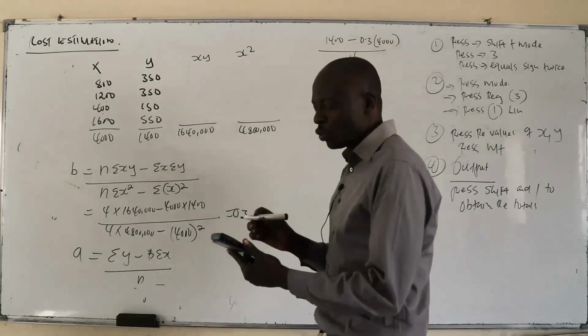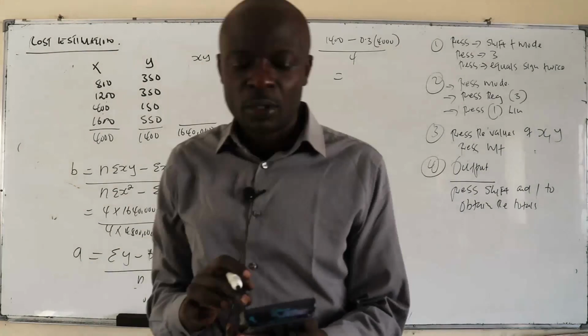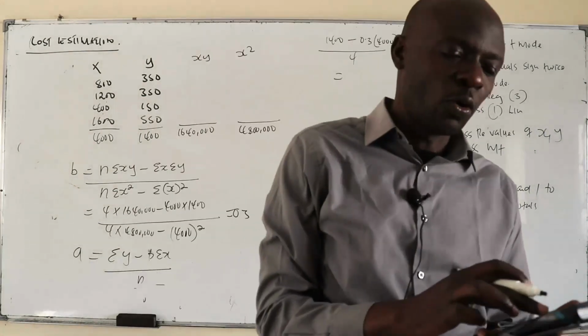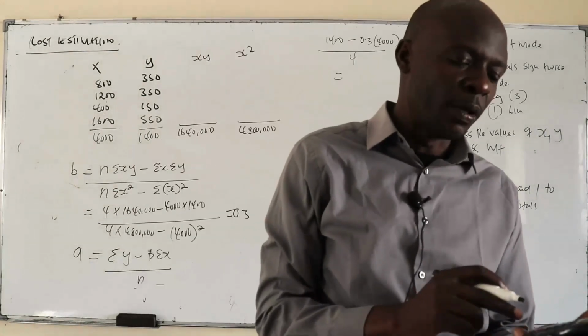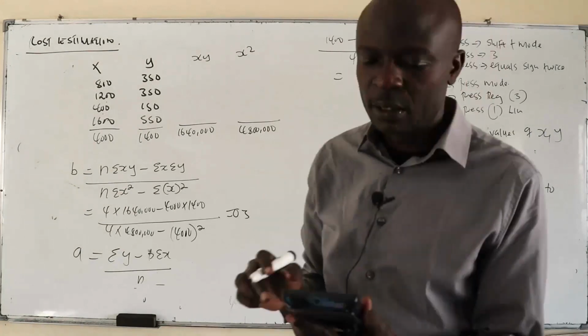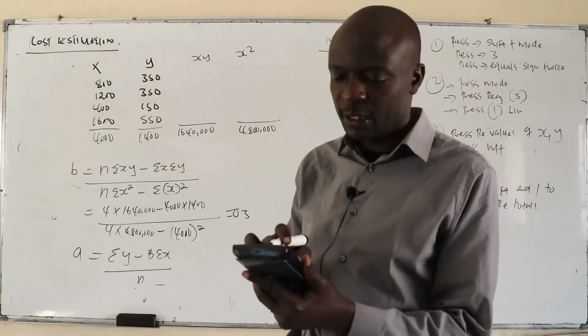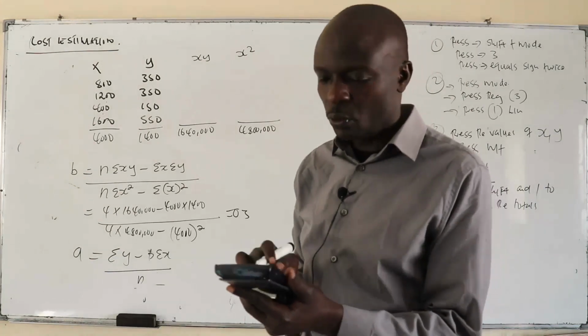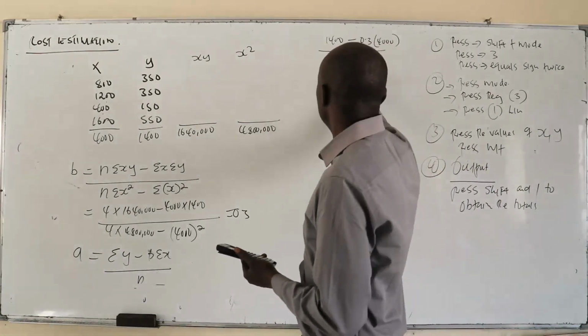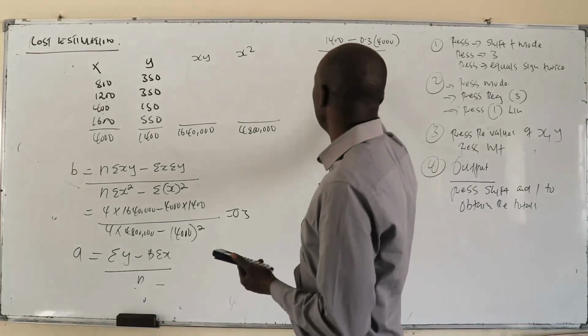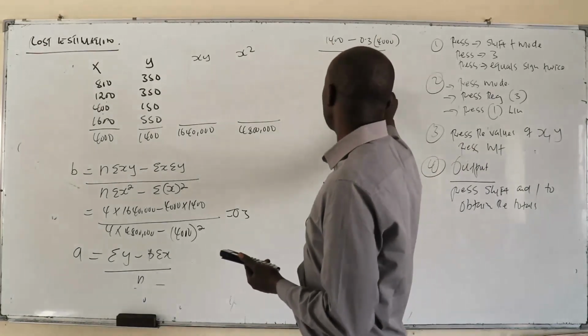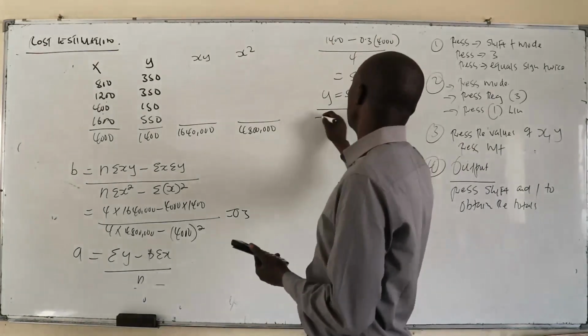So you scroll, you shift 2, and then you scroll your calculator until you get the value of A, which is 1. Then you get there. A is under this. We are looking for A, isn't it? A is equal to 50. So Y is equal to 50 plus 0.3x. So that one will be your estimation equation.